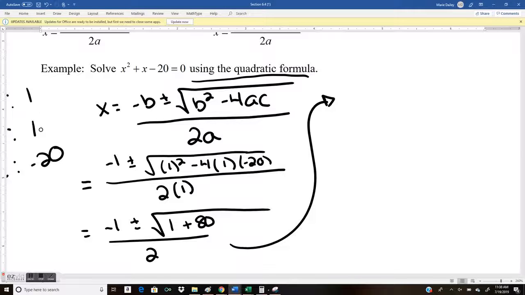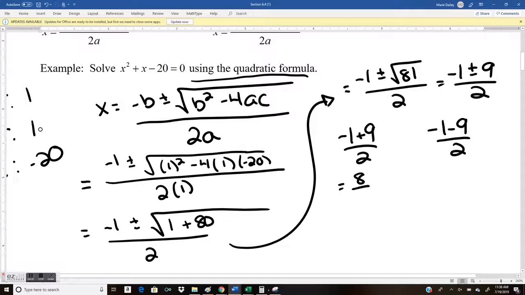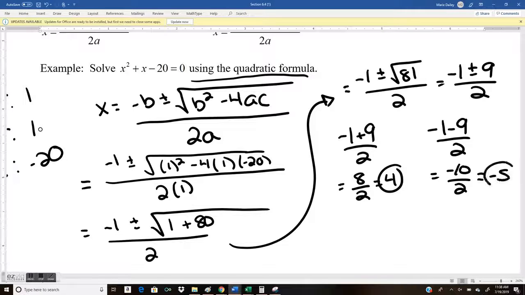So this then gives me negative 1 plus or minus the square root of 81, all over 2. And the square root of 81, as you're well aware, is 9. Now, since we can combine what is up on the top, remember this does give us two solutions. We can separate it into negative 1 plus 9 over 2 and negative 1 minus 9 over 2. This gives me 8 over 2, which is 4, so one of my solutions is 4. And over here, that's going to give me negative 10 over 2, which is negative 5. So there are my two solutions of positive 4 and negative 5.